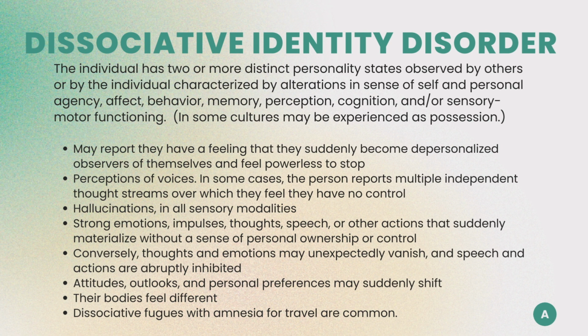So if their alter is very talkative and maybe extroverted, and then they switch back to the host or switch to a different alter, they may find that they become abruptly inhibited. They go from being that sociable personality to one that is not so much. Attitudes, outlooks, and personal preferences, including food, activities, and their perception of gender identity, like my supervisee's client. You may not have all female alters in somebody who's biologically female.